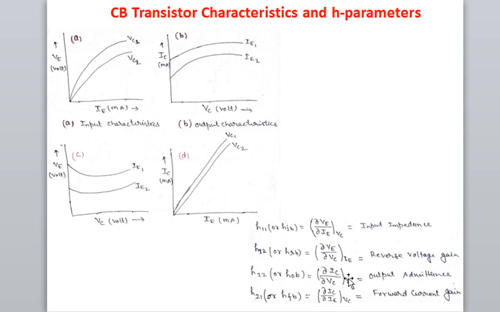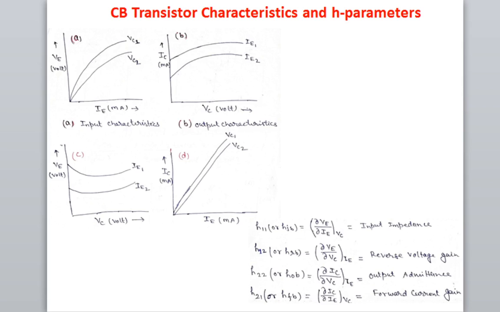So these H parameters are the characteristics of that particular transistor. That is why the name is given as common base transistor characteristics and H parameters. So by knowing the values of these H parameters, one can say, for a given transistor, what the characteristics will be if you use it in common base, and what they will be if you use it in common emitter. So that is the importance of the H parameters.